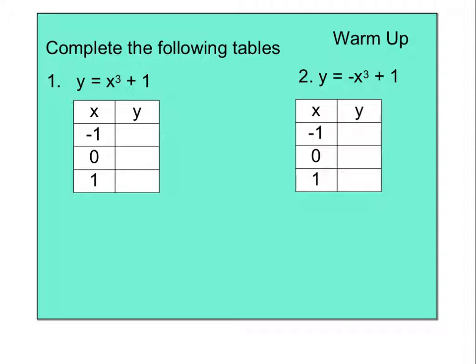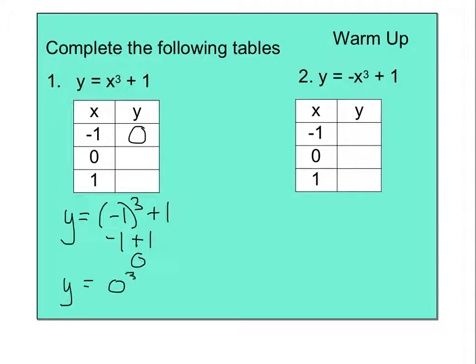So here we're going to review completing tables, which we practiced right before Thanksgiving. So number 1, when you plugged in the -1, that means -1 times -1 times -1, which will be -1. Add the 1, means we have -1 plus 1, which is 0. Then we've got 0 to plug in next for x, so 0 cubed plus 1. 0 cubed is 0. Add 1 to that. So that's our next value.